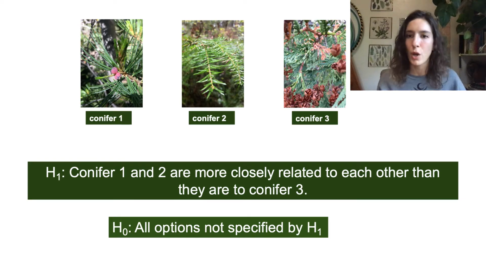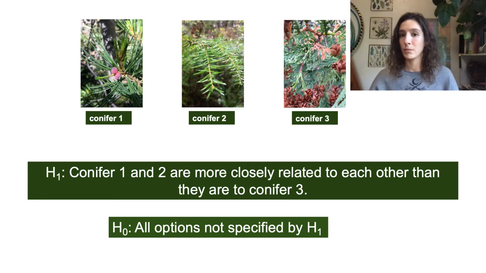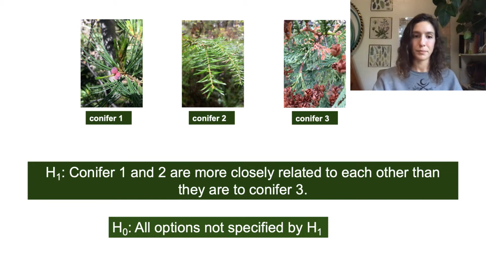We always have to produce a null hypothesis for any hypothesis that we produce, and so the null hypothesis is all other scenarios. And in this case, the other scenarios would be, well, 1 is more closely related to 3, or 2 is more closely related to 3. In fact, there are really only those 3 possible cladograms in terms of showing the relationship between 3 organisms.